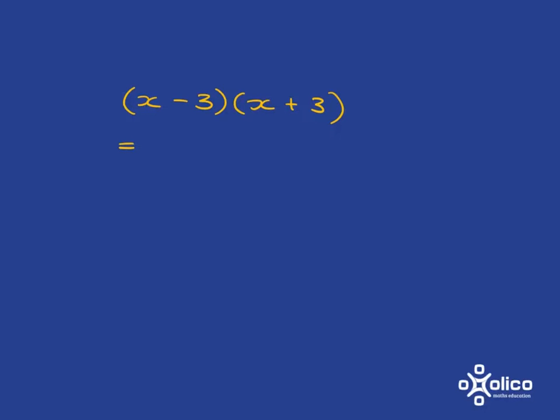X times x gives me x squared. And then I need to do x times 3, and I'm going to get plus 3x. Then I have to do negative 3 times x, and that's going to give me negative 3x. And then I've got to do negative 3 times 3, and that'll give me negative 9. And what happens is that I'm going to have plus 3x minus 3x, so those are going to disappear, and I'll just be left with x squared minus 9.